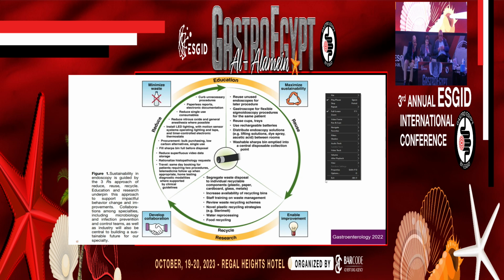Endoscopists have come up with different ways to reduce their carbon footprint at work. Amongst the 3 Rs, reduction is the logical and perhaps the most at risk.